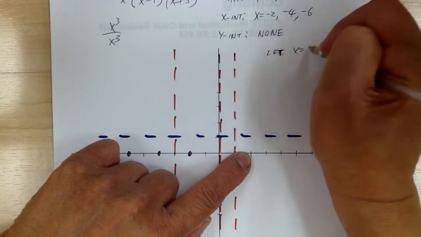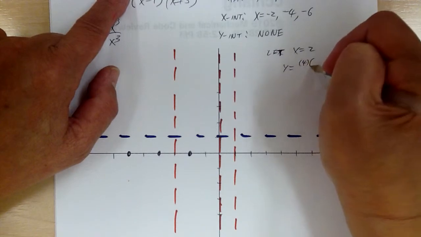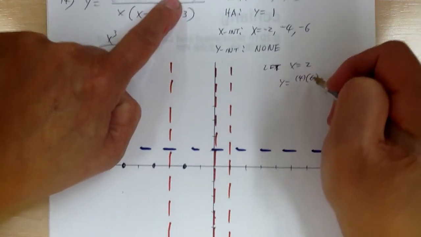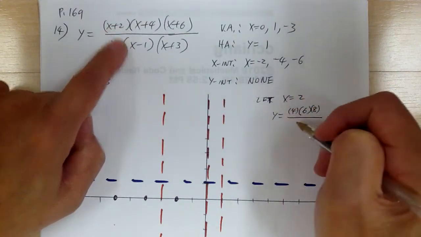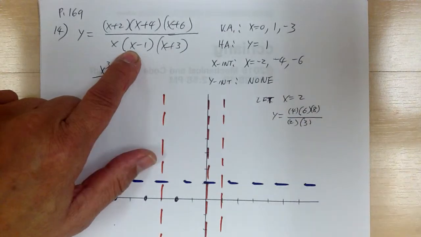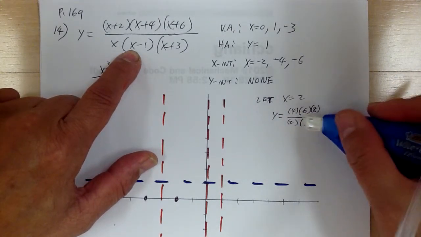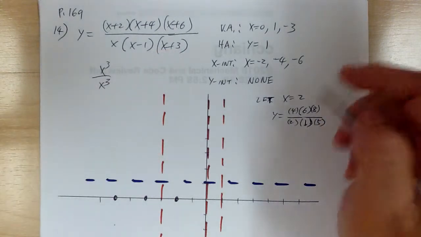So let x equal 2. So you're going to get y equal to 2 plus 2 is 4, 2 plus 4 is 6, 2 plus 6 over here is 8. Right? Just put 2 in here for the x. Okay, so you're going to get 2 here, you're going to get 3, 1. 2 minus 1 is 1. And 2 plus 3 is 5. So you cancel.